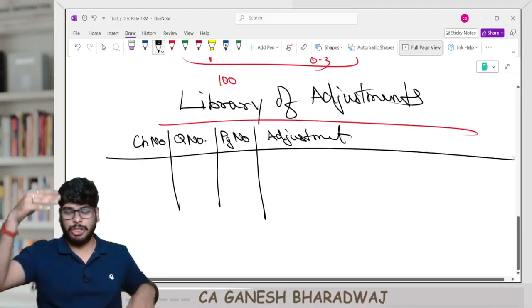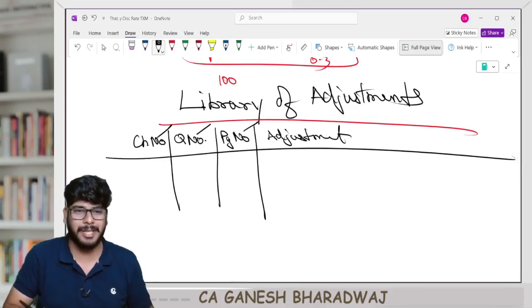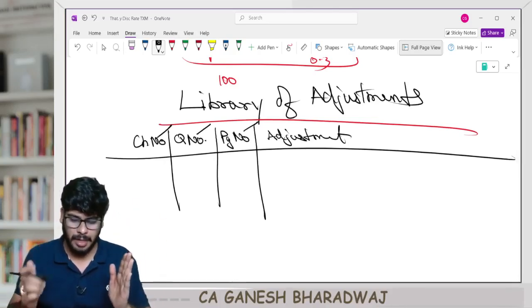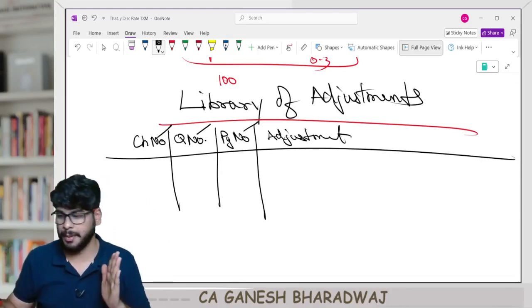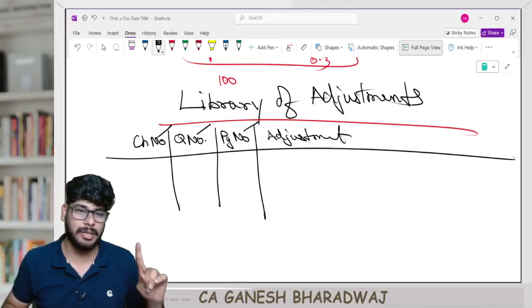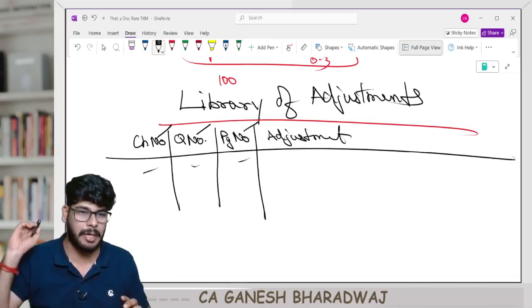Okay. On the top, have 4 small columns: chapter number, question number, page number, and one more. Adjustment alone, you have a big column for the entire length of the page. Only one time I will tell you this. After every question, you need to give all the numbering. Adjustment alone I will dictate.